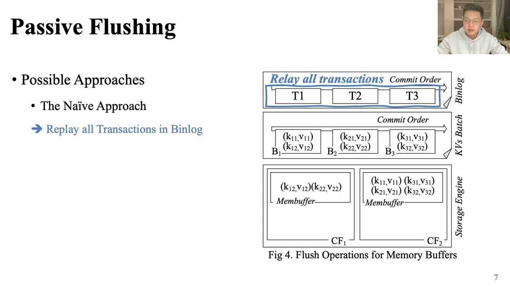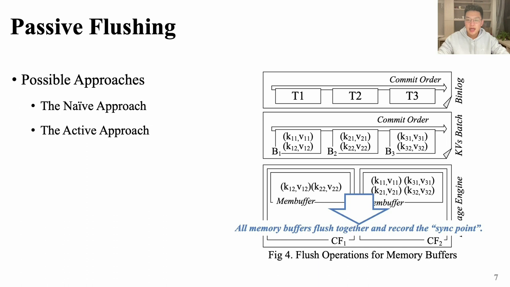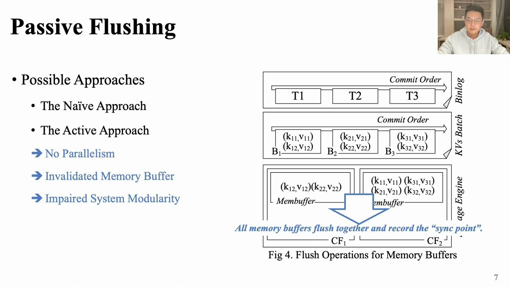Another simple solution is to directly insert an active flush point after a number of transactions, to explicitly invoke flush operations to all memory buffers, creating a synchronization point. Although this active approach guarantees that all transactions before the active flush point are persistent safely, it still has several limitations. First, the transactions are essentially serialized, which foils the effort of creating parallelism. Second, frequent flushes would in effect invalidate the memory buffers, causing many small and synchronous IOs to storage. Most importantly, this approach impairs the current design of modularity. It forces the RDB layer to directly control the memory buffer operations at the lower storage engine layer, which we desire to avoid.